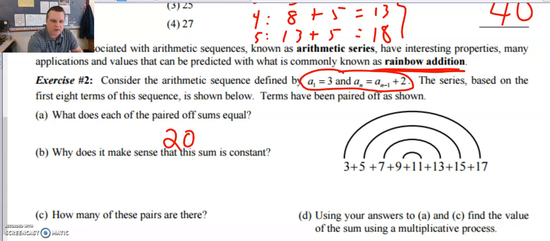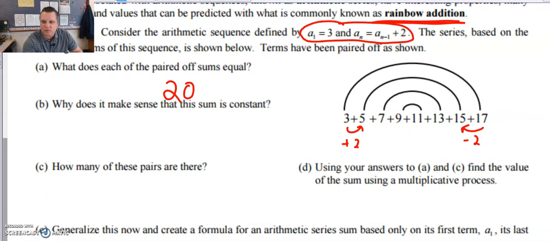Now, how does each paired sum equal 20? It's because if I go from 3 to 5, I'm adding 2. If I go from 17 to 15, I am subtracting 2. So they balance each other out. You would put your own explanation of that: it's a balance because you're adding and subtracting the same amount. That's what will happen in your arithmetic sequence. Remember, it's always adding the same amount or subtracting the same amount as you go up.